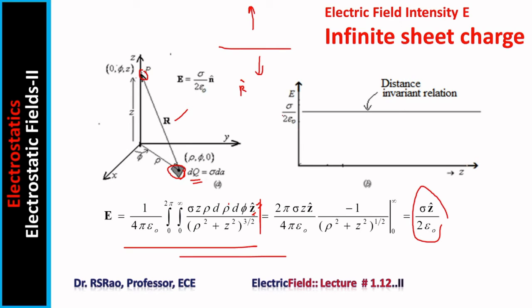Here is shown a graph indicating how field intensity varies with distance. Notice it is constant. It is independent of the distance of the point. Nowhere can you find Z in the expression. Of course, z prime is a unit vector, sigma by 2 epsilon naught.